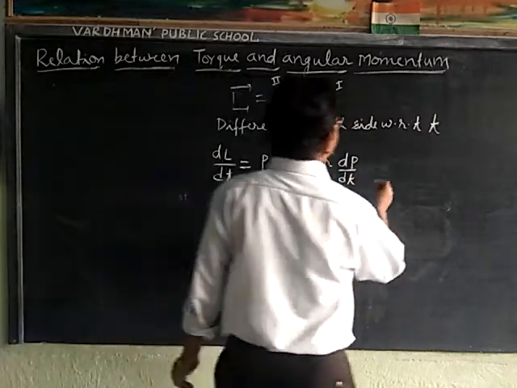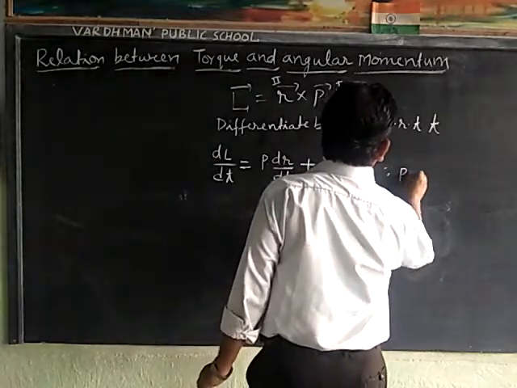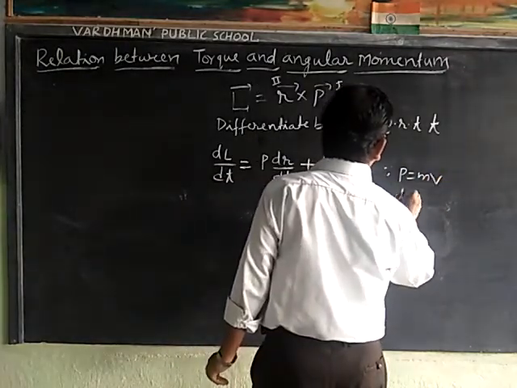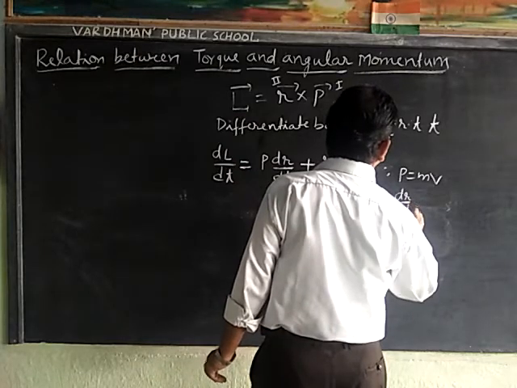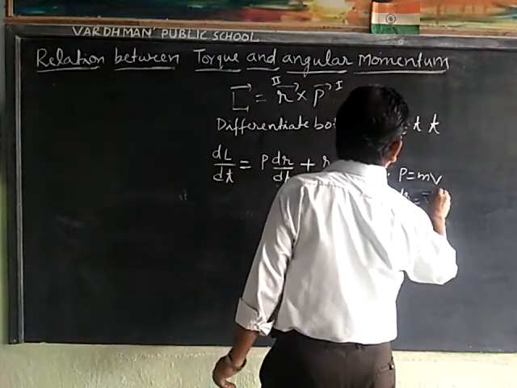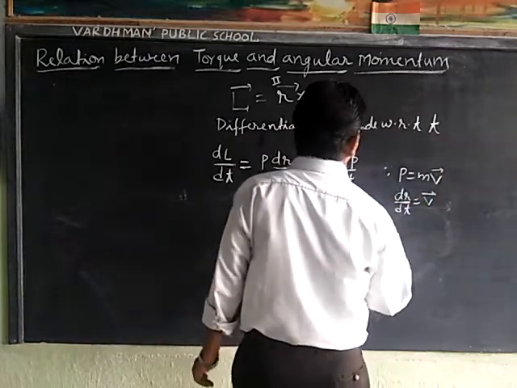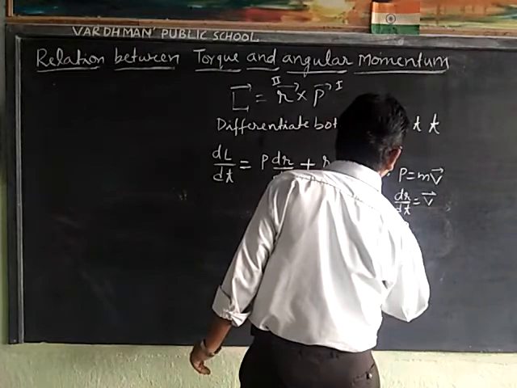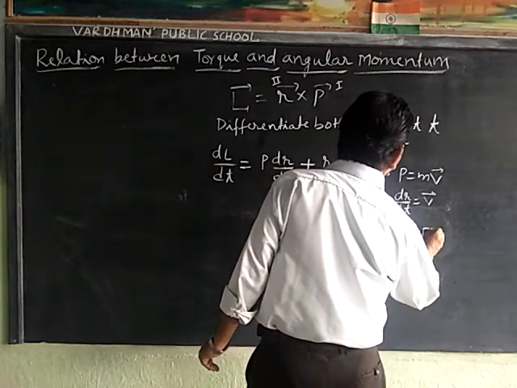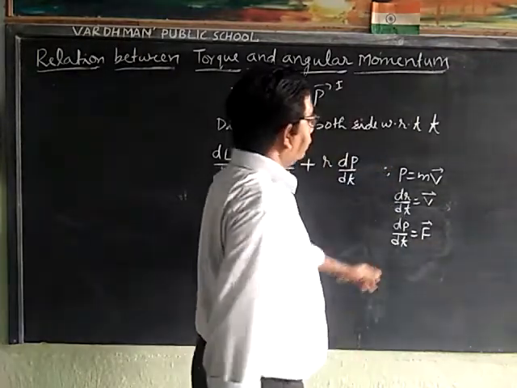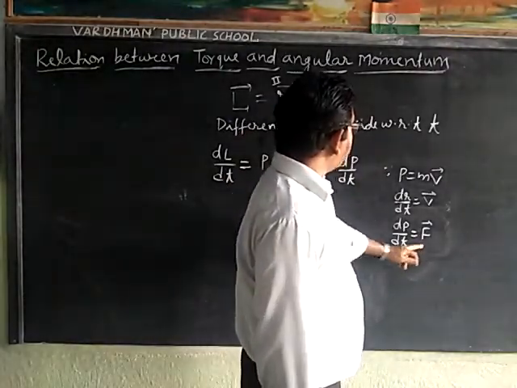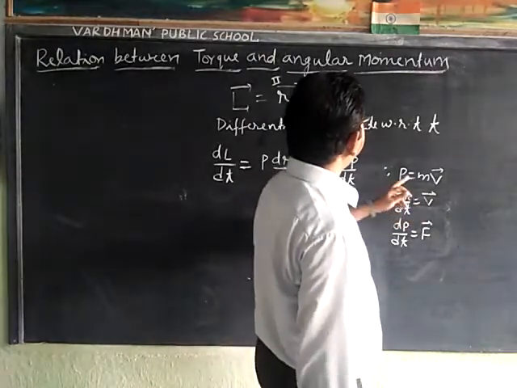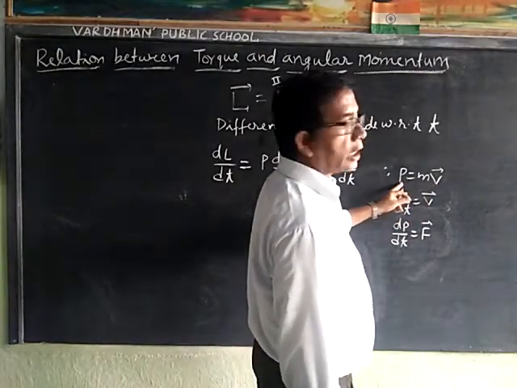Now we know p is equal to mv, and dr upon dt is velocity, and dp upon dt is equal to force. According to Newton's second law, force is equal to rate of change of momentum, and displacement per unit time is velocity, and the product of mass and velocity is called momentum.